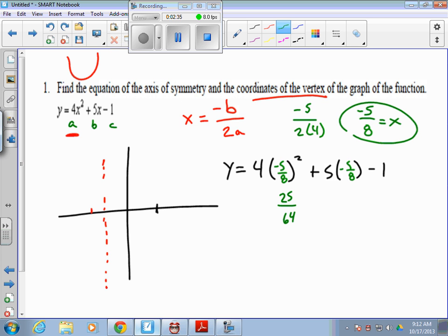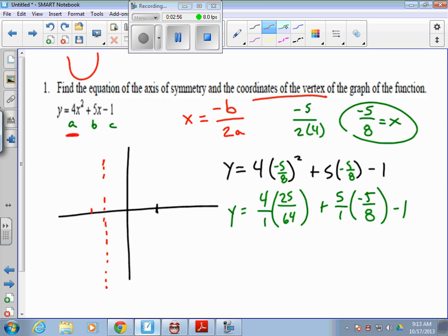25 over 64, multiplying by 4, which is 4 over 1. Plus, we'll do all the multiplication at the same time, 5 over 1 times negative 5 over 8, minus 1. So y equals all that. Yeah, I know it's fractions. It's a pain. But we'll be able to simplify it a little bit.